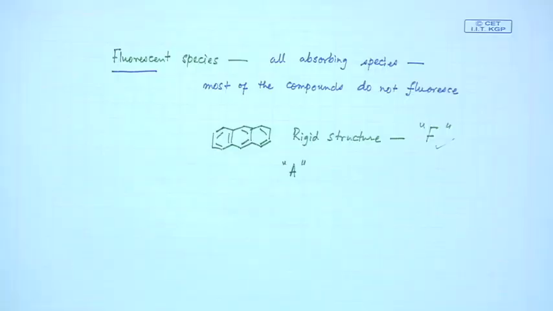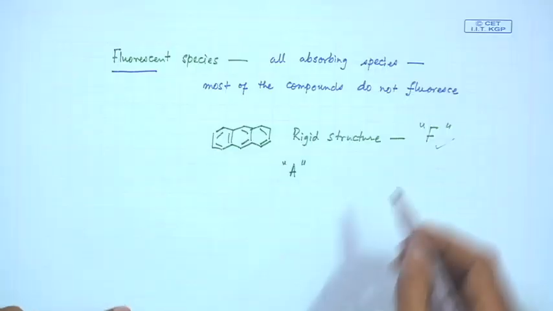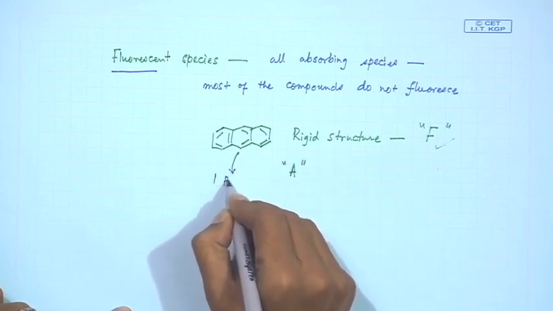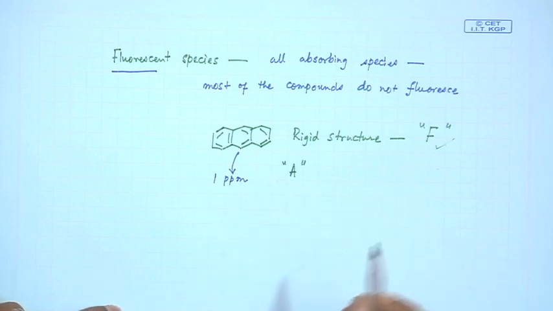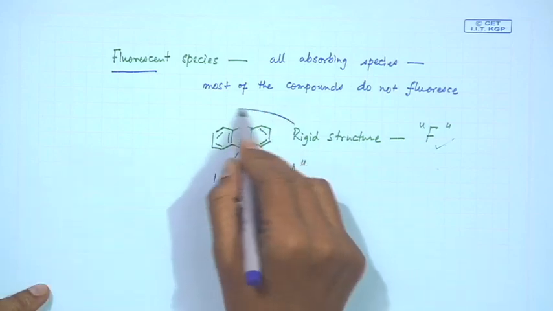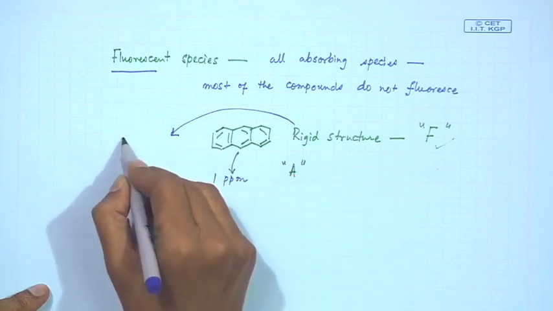So, analytically this would be very much useful for detection to a very low concentration. This anthracene detection to a very low concentration of 1 ppm is very much useful. And what we see is that the rigidity is also related to the structure.